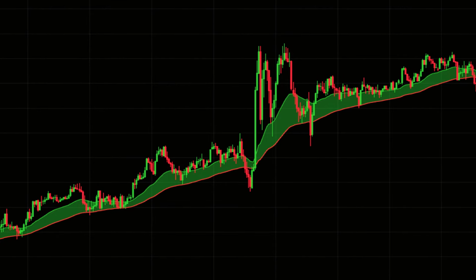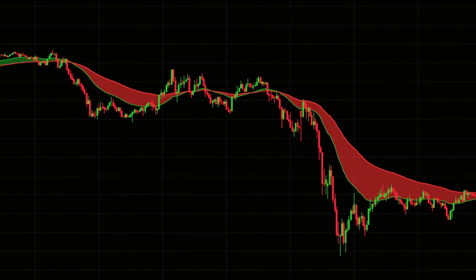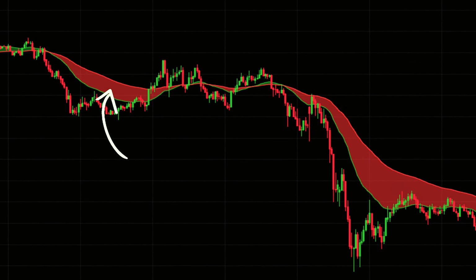This indicator will act as a trend guide. When it's green, we're in a bullish trend. And when it's red, we're in a bearish trend.